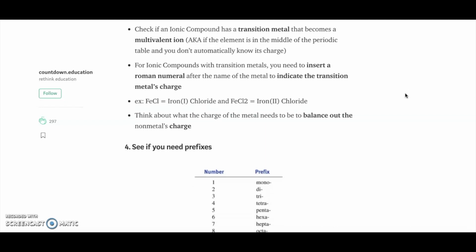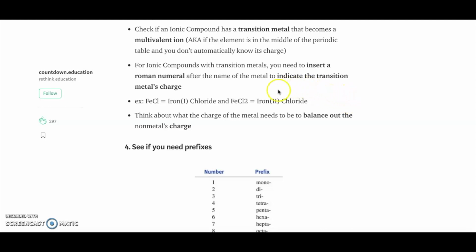For ionic compounds with transition metals, you need to insert a Roman numeral after the name of the metal to indicate the transition metal's charge. For example, iron 1 chloride and iron 2 chloride. Think about what the charge of the metal needs to be to balance out the nonmetal's charge.